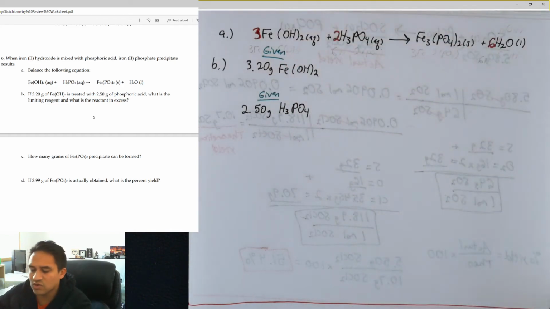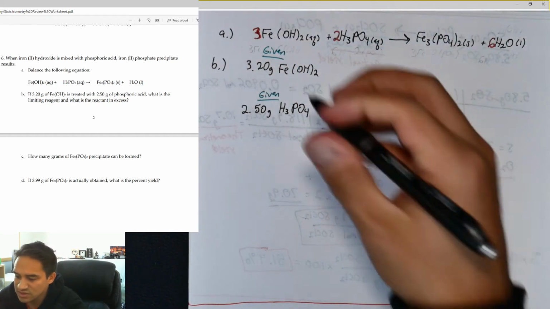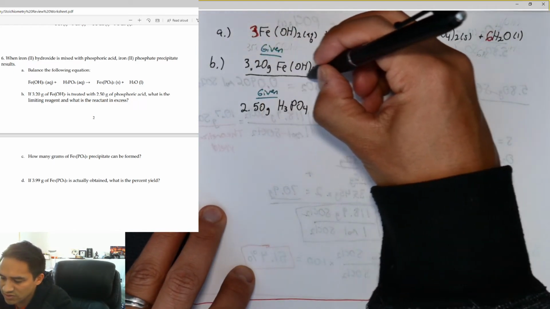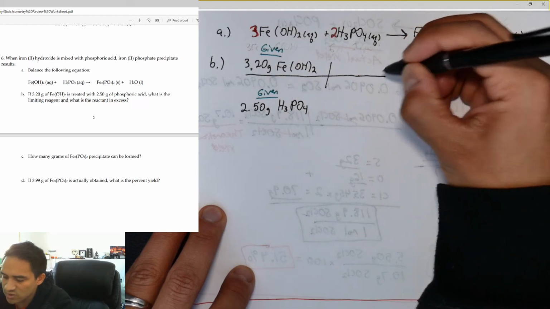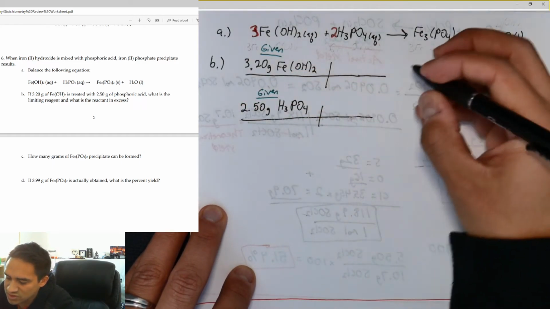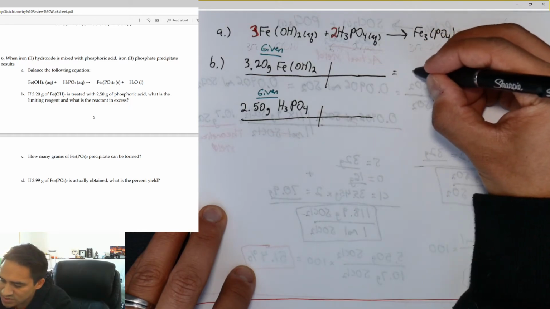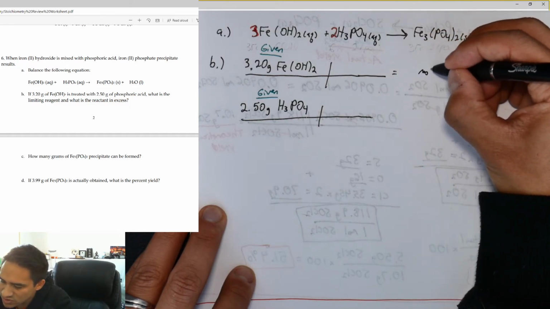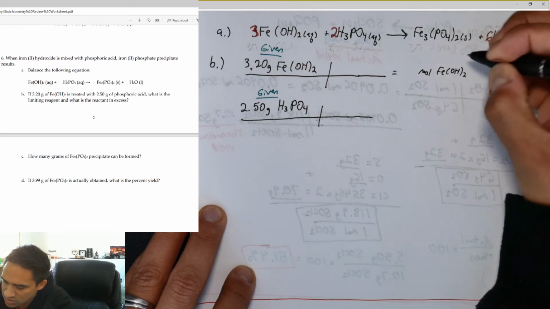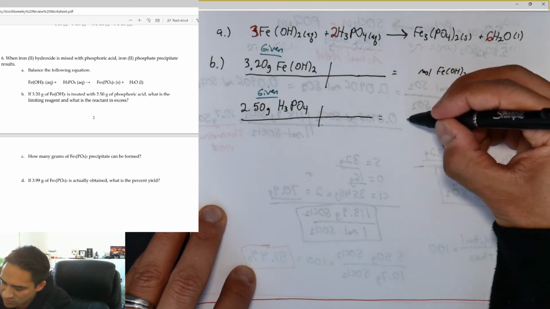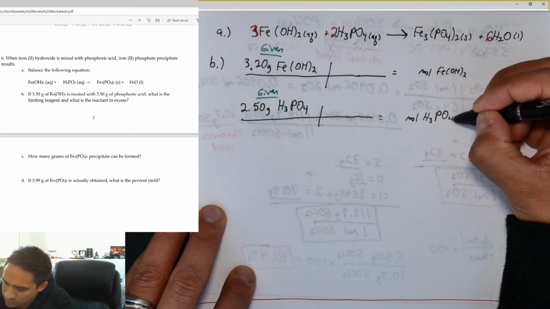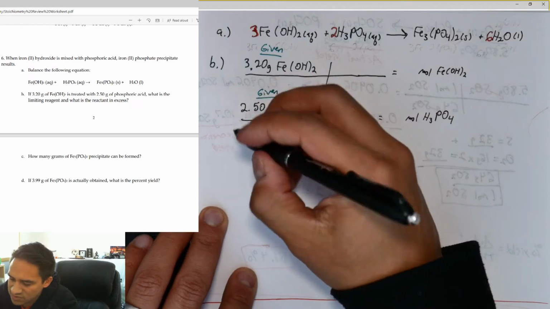Okay, so step one, again, as always, is convert to moles. So 3.20 grams of this material, we got to convert this into moles. To do that, we're going to need to know molar mass. Same thing with this, we got to convert this into moles. To do that, we're going to need to know molar mass. So moles of FeOH2 and moles of H3PO4. All right, so molar mass for FeOH2.